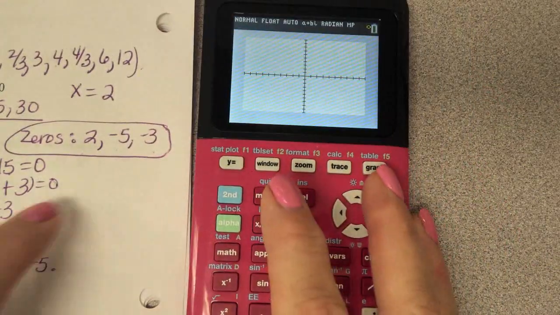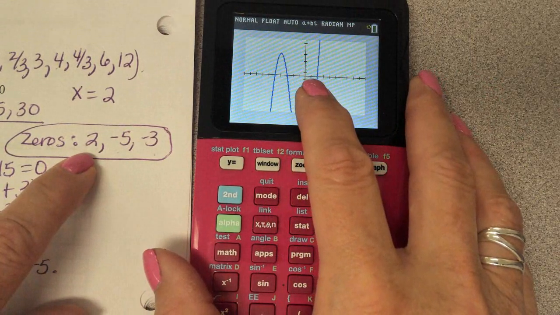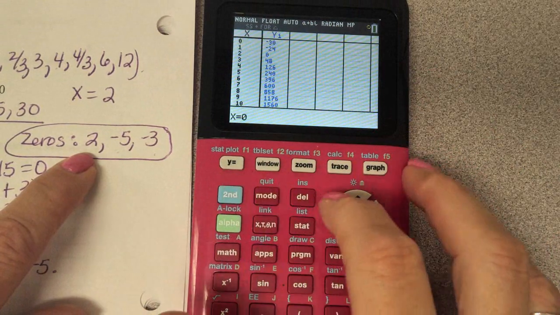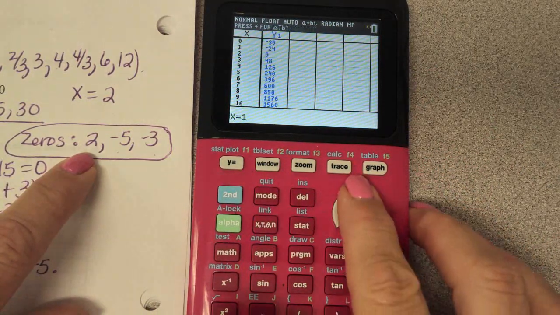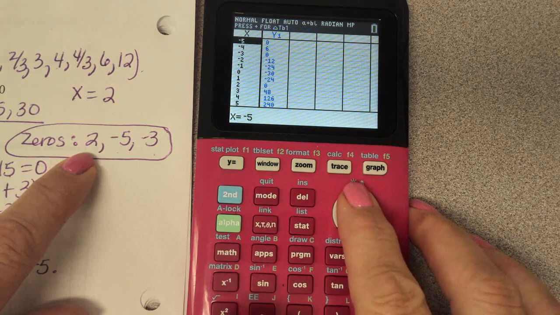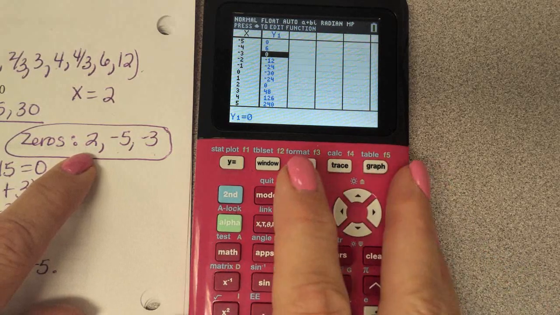So I should be seeing zeros at negative 5, negative 3, and 2, and I do. I can also look at my table, and I should see at 2 I've got a 0. At negative 5 we have a 0, and at negative 3 we have a 0. So I can check it that way.